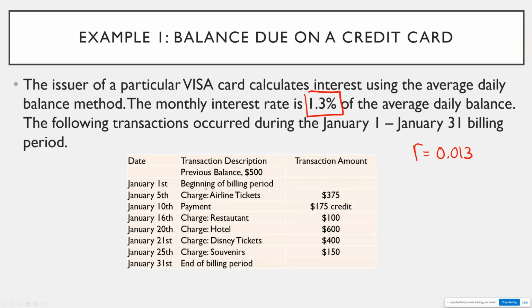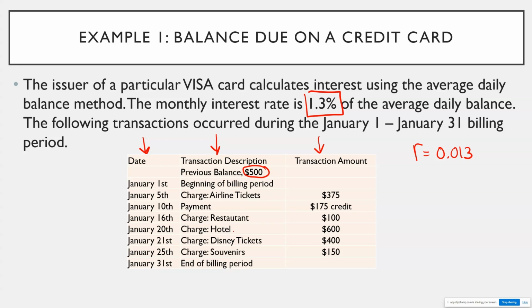All right, so here's the example we're going to use. What you see here is I have the dates that transactions were made, the transaction descriptions, and then the transaction amounts. First thing to note is there's a previous balance of $500. So this credit card had $500 already on it on January 1st. That's important to note.